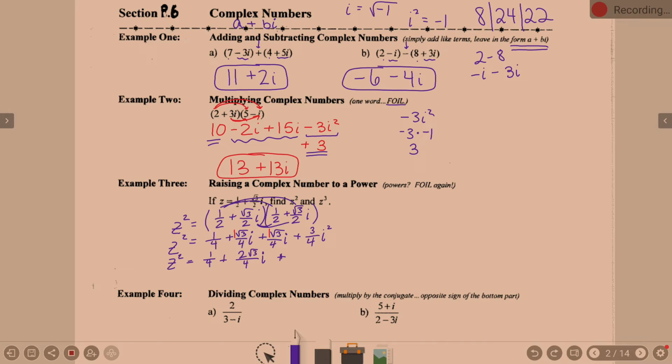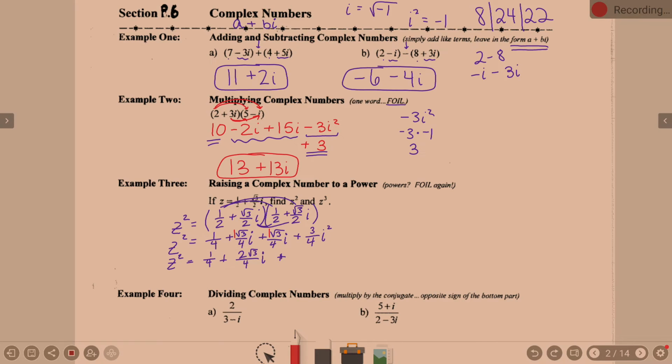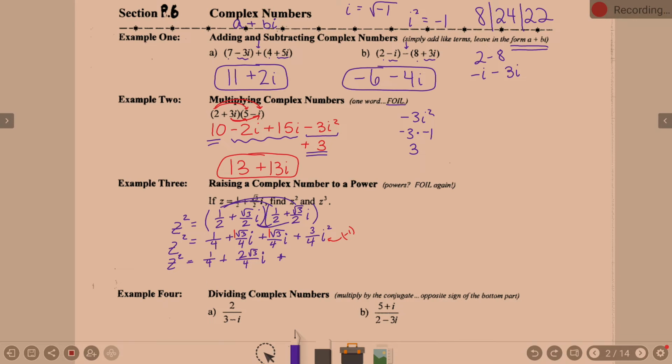What about this 3/4 i squared? You'll have to replace the i squared with negative 1. I squared, if you recall, is -1. And since that's -1, 3/4 times -1 really becomes -3/4, right?